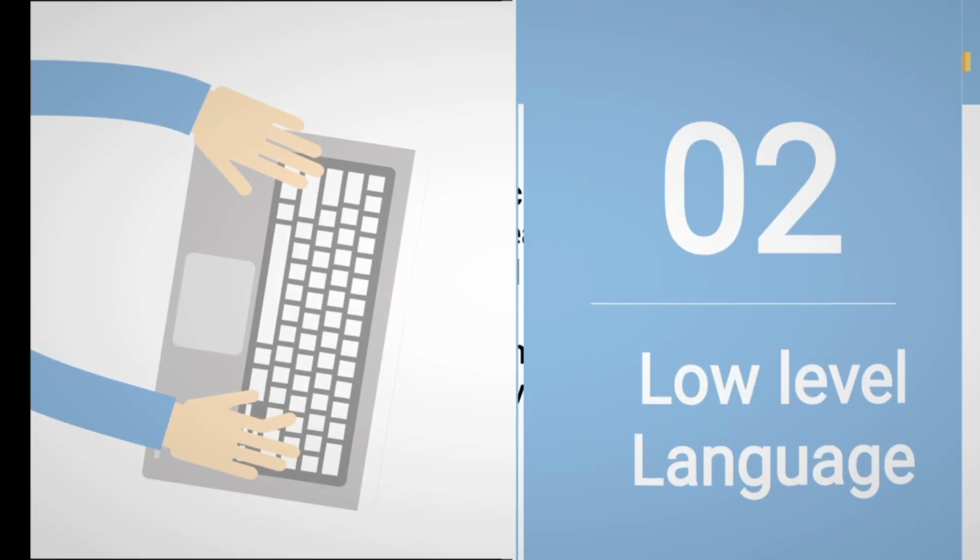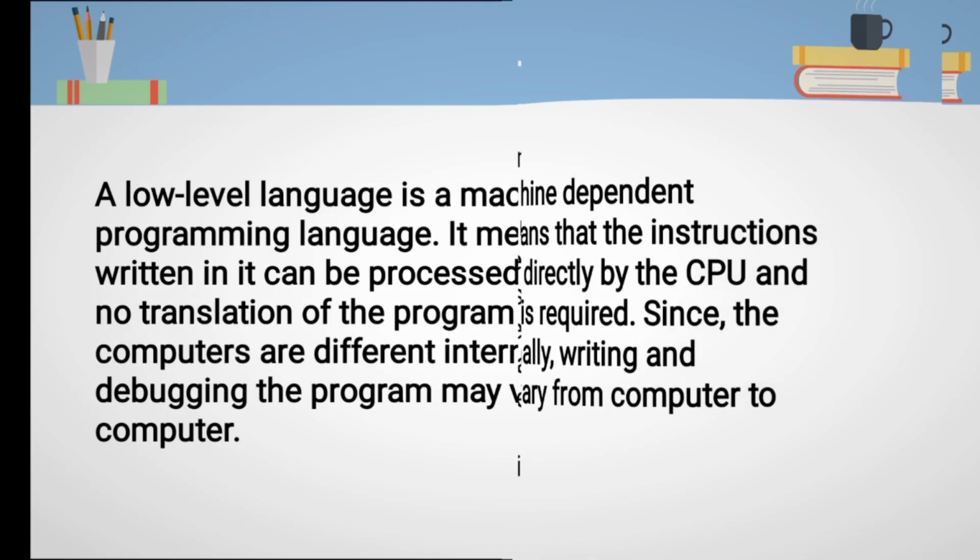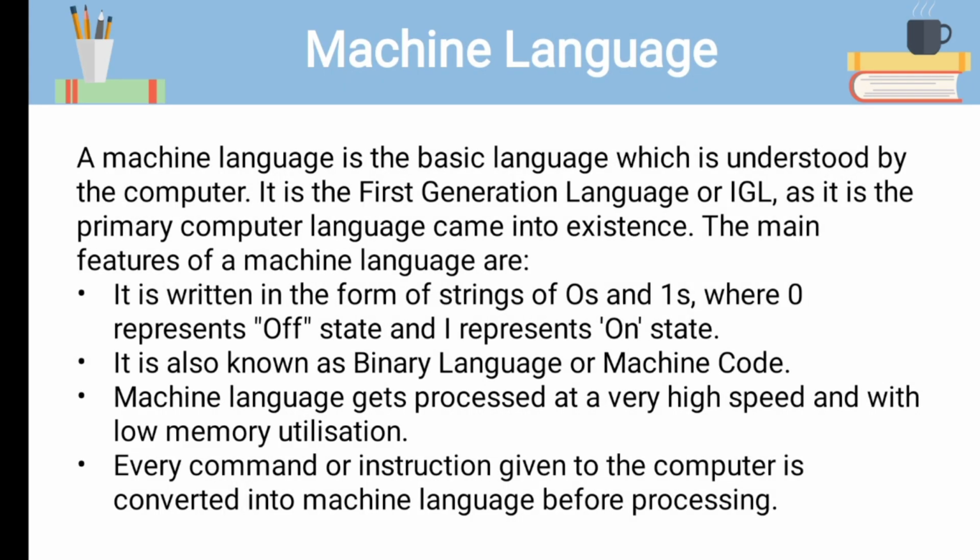First let's learn about low level language. A low level language is a machine dependent programming language. It means that the instructions written can be processed directly by the CPU and no translation of the program is required. Since computers are different internally, writing and debugging a program may vary from computer to computer. Low level language can be divided into two categories: first is machine language and second is assembly language.